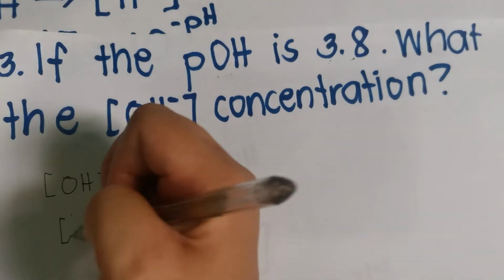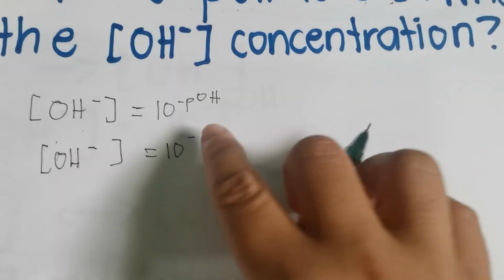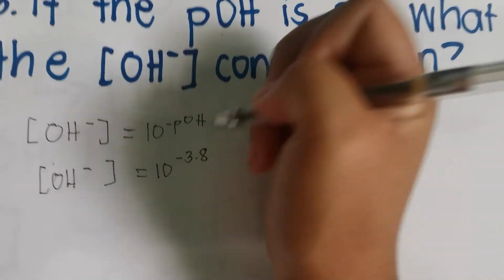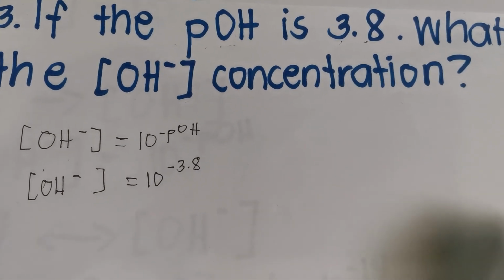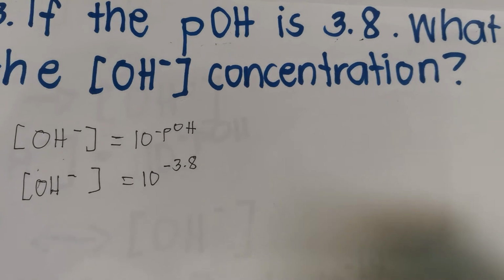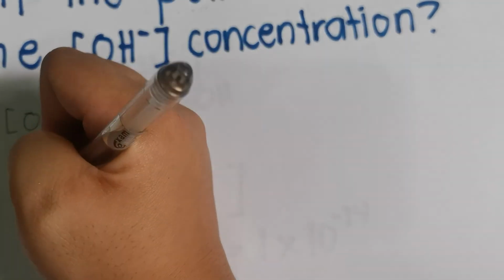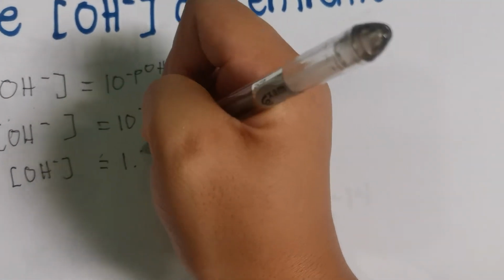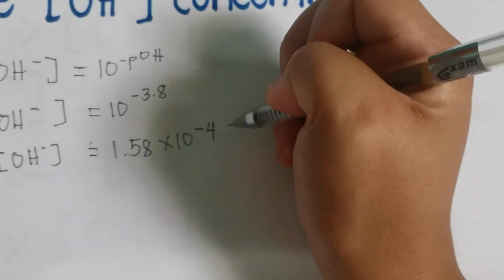So we have OH negative equals 10 raised to, what is the pOH? We have here 3.8. Now, this will be our solution. In your scientific calculator, you just put 10 raised to negative 3.8. Then it will give the output of 1.8 times 10 raised to negative 4 molarity.